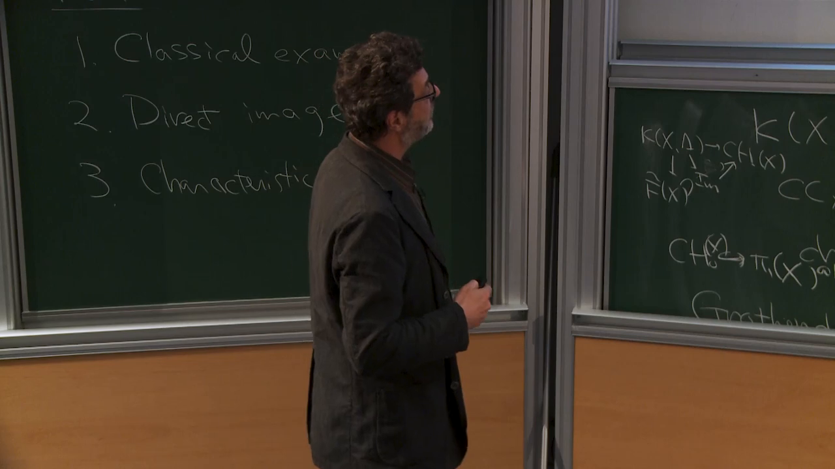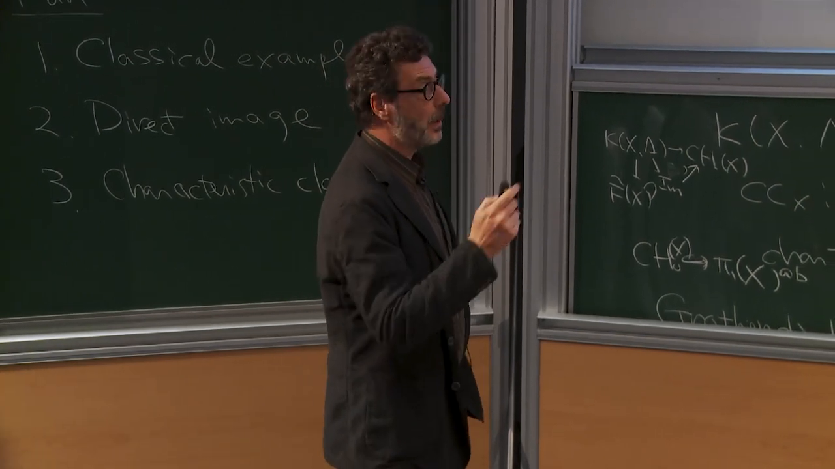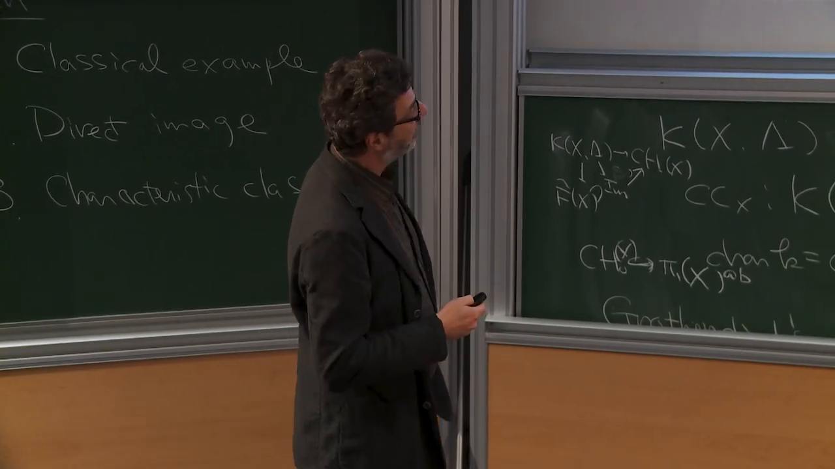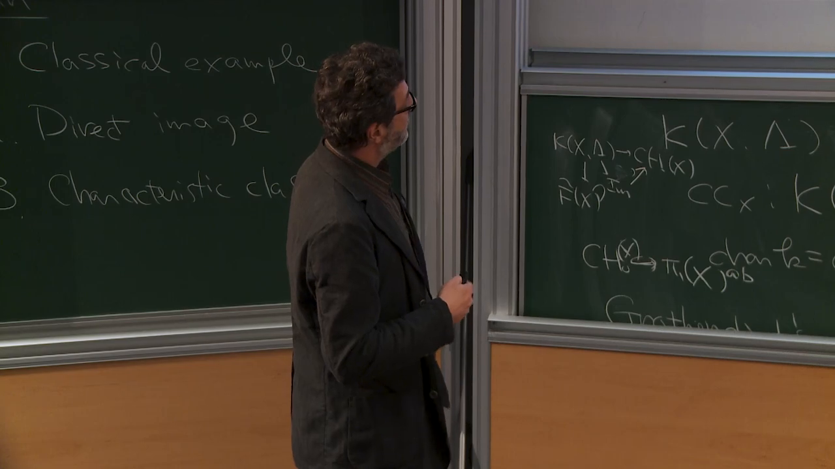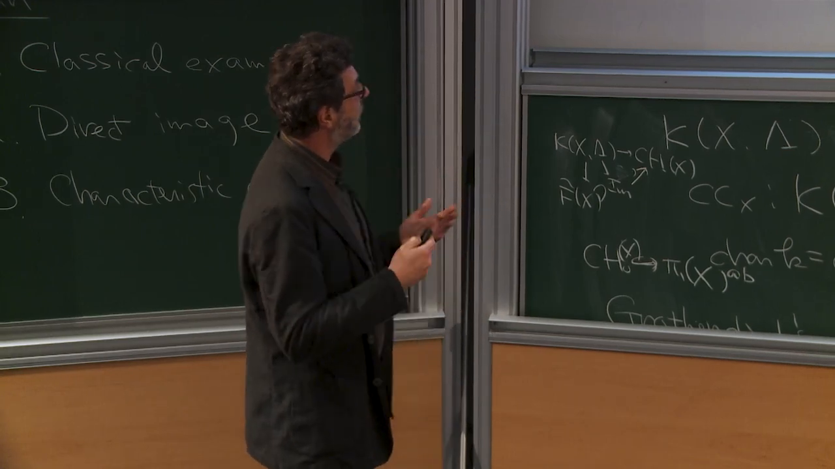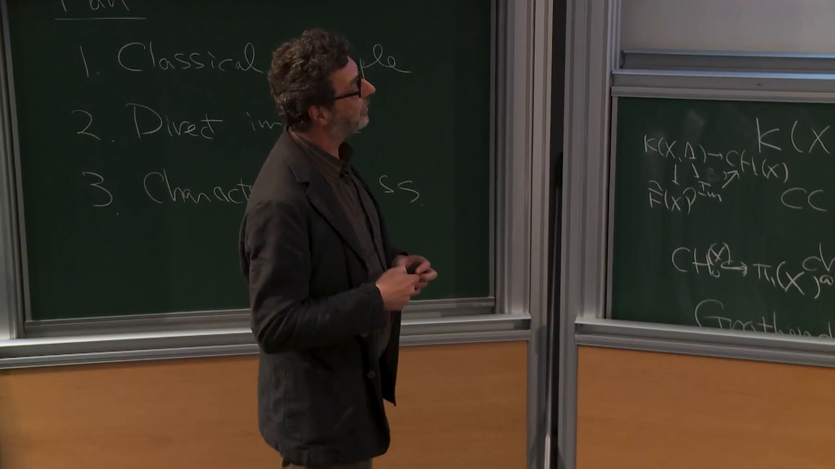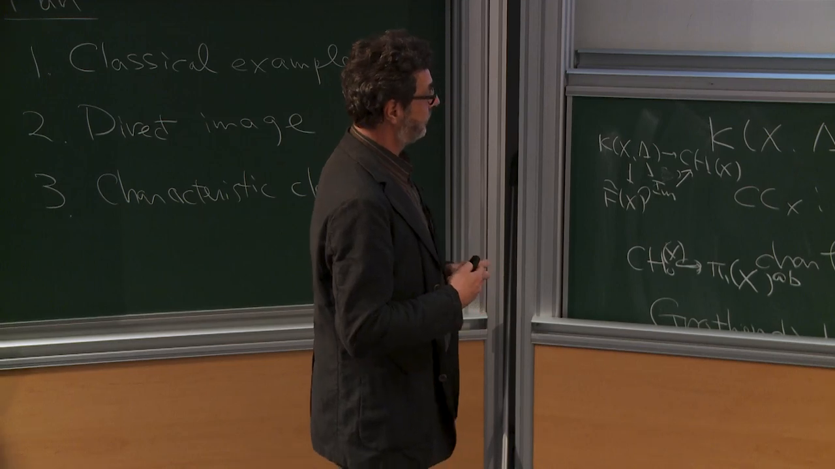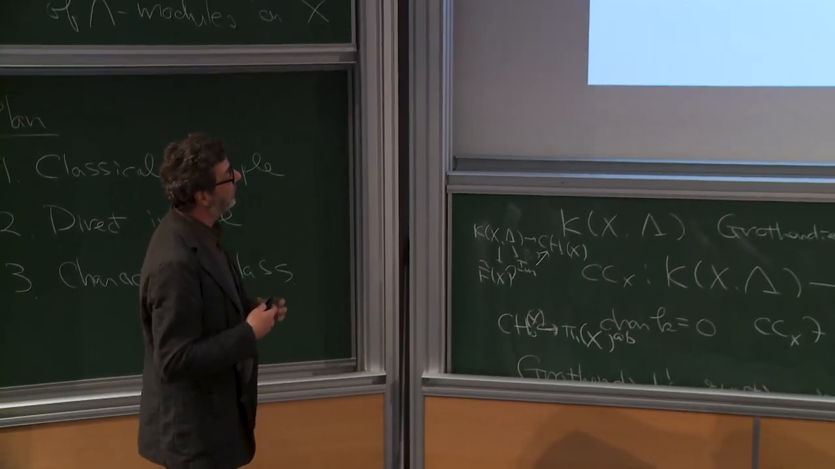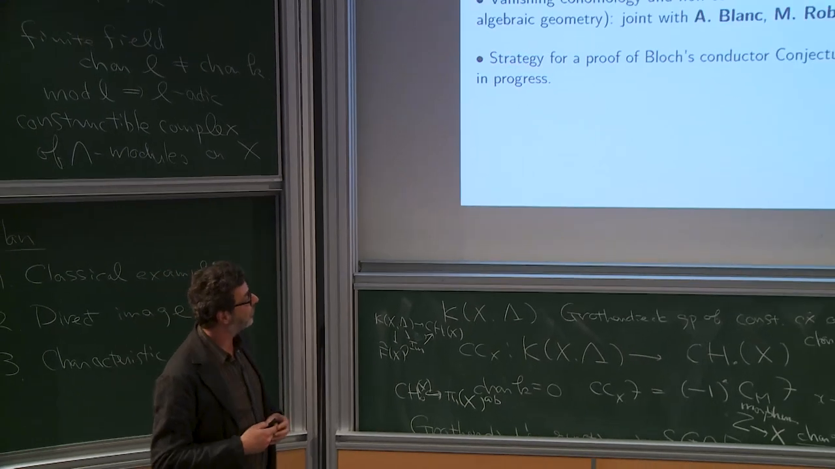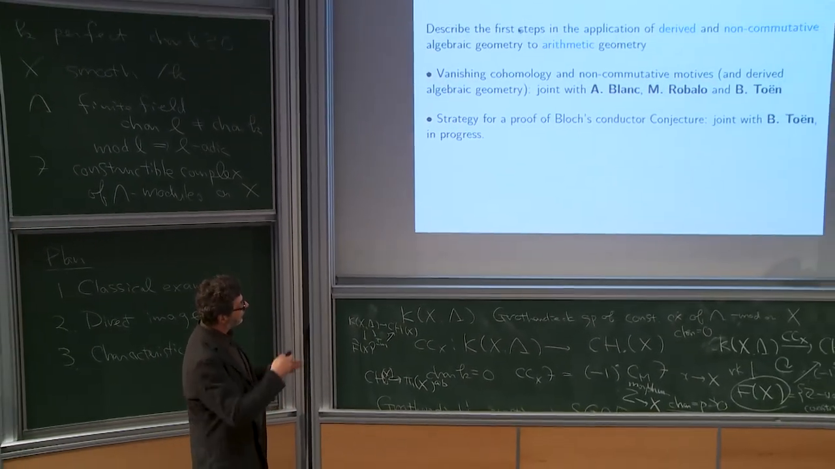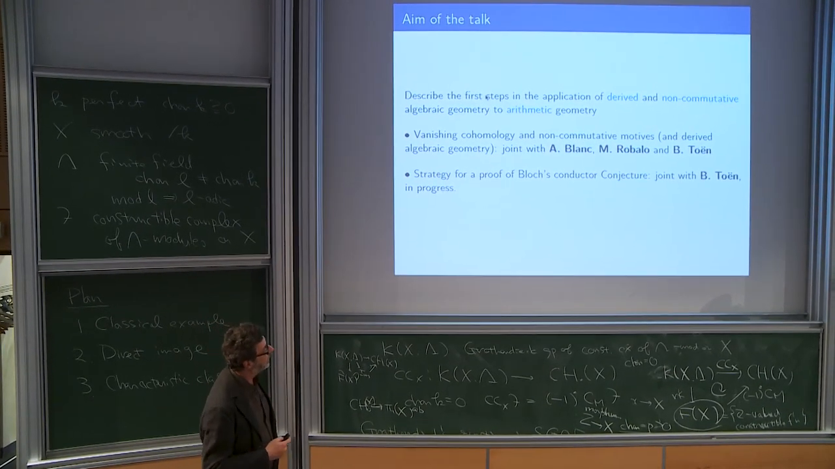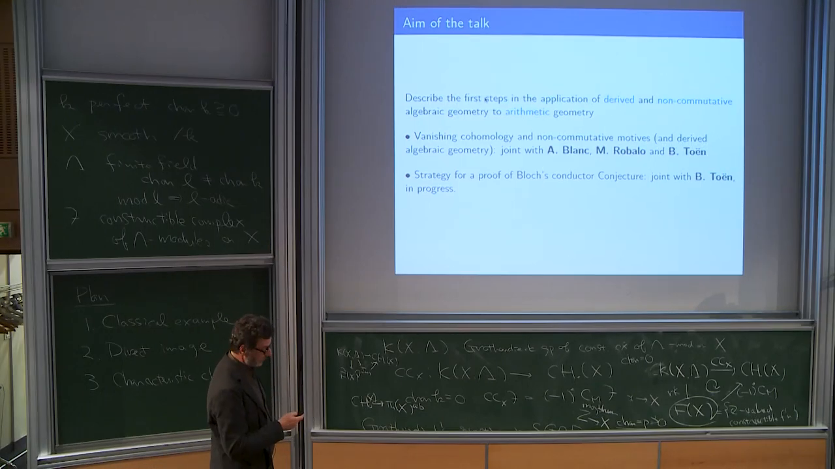The first part of this project was already presented by Marco Robalo this morning, so I will be very quick on recalling this. It's the relation you have seen between vanishing cohomology and non-commutative motives. And I will try to explain how you can build a strategy for a proof of Bloch's conductor conjecture using this result that was explained by Marco this morning. This is a joint work in progress with Bertrand Toën.